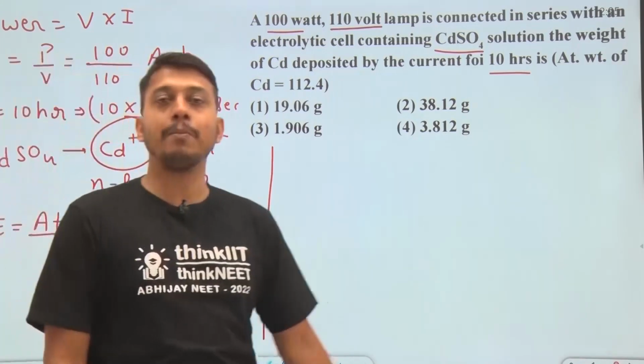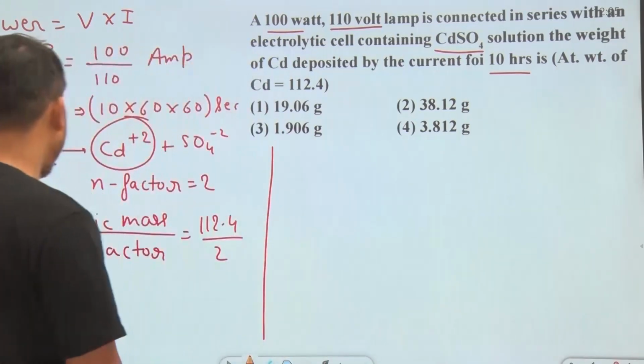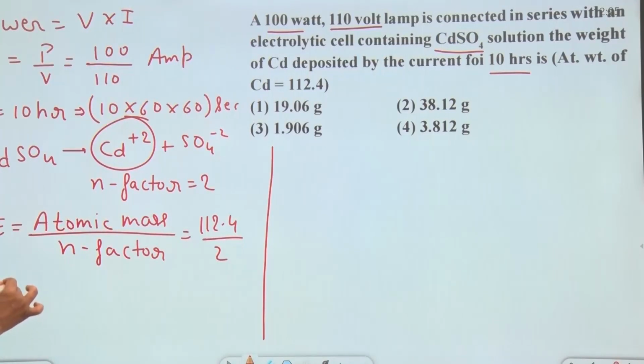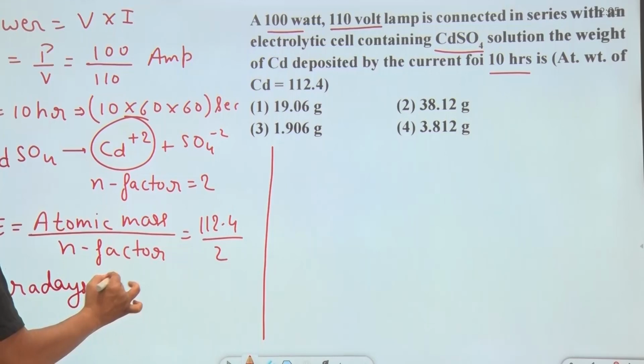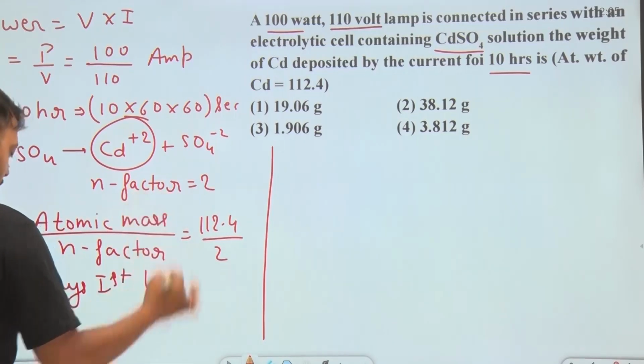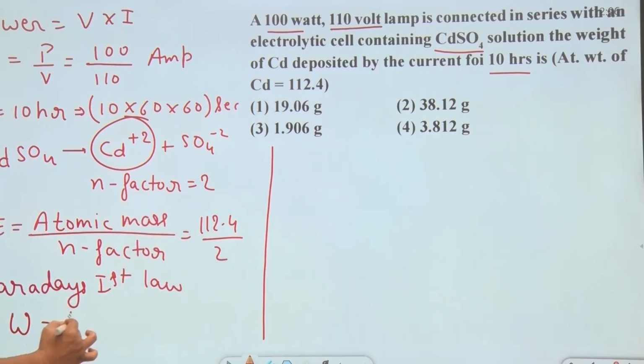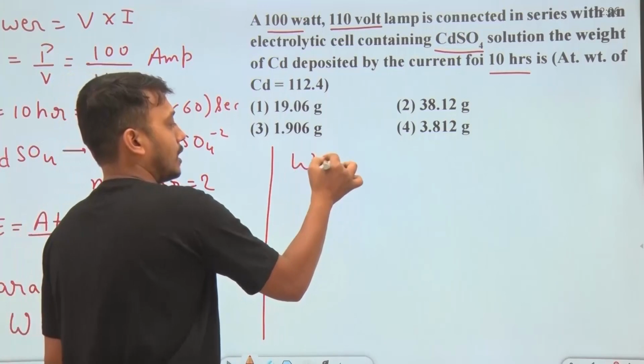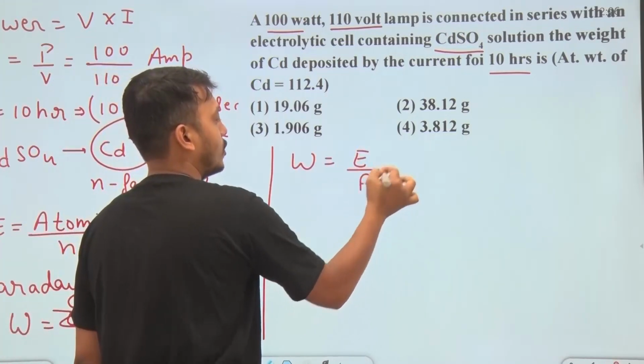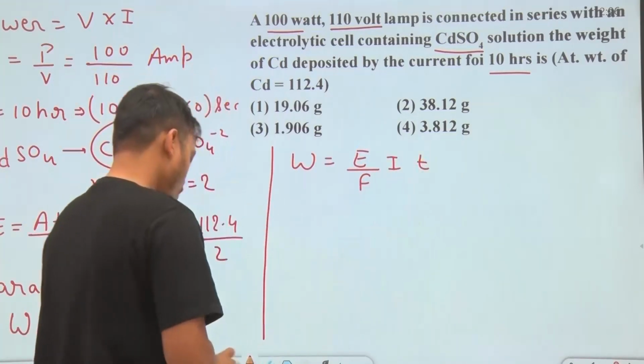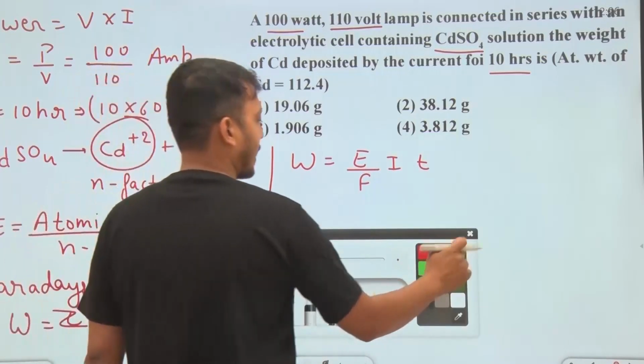Now we are going to apply Faraday's first law formula. Clear? Faraday's first law of electrolysis: W equals ZIt, or we can also write W equals Z, which is E by F, into I into t. Now we are going to put down the values and get the answer.